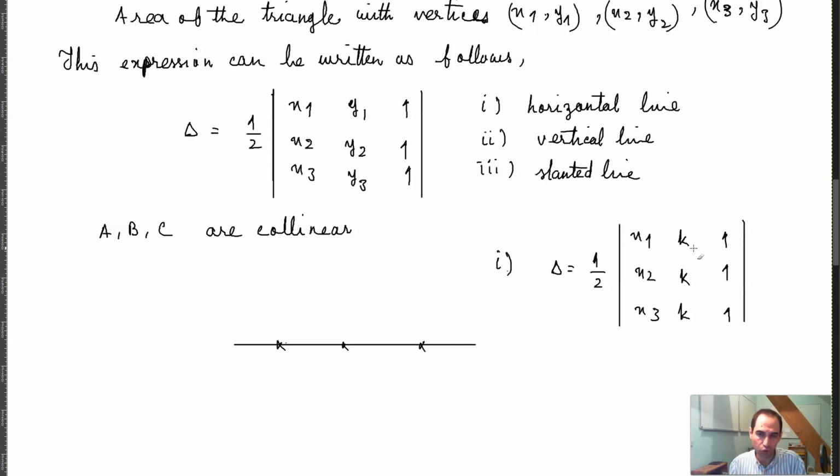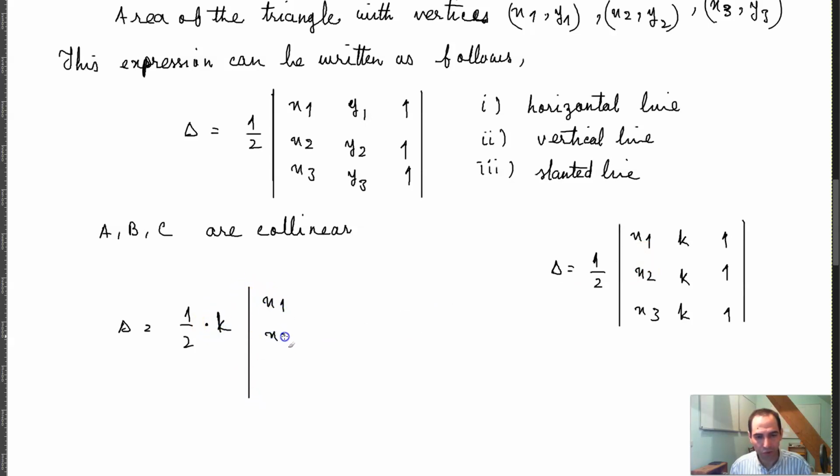basically 2 rows or 2 columns of a determinant are in the same ratio, then the value of that determinant is equal to 0. Because if I want to evaluate this determinant, I could simply write it as delta is equal to 1/2 and take this k out, times k, and then write this as x1, x2, x3, and 1, 1, 1, and now basically these 2 columns are exactly identical. That means that this is equal to 1/2 times k times 0, which is equal to 0.